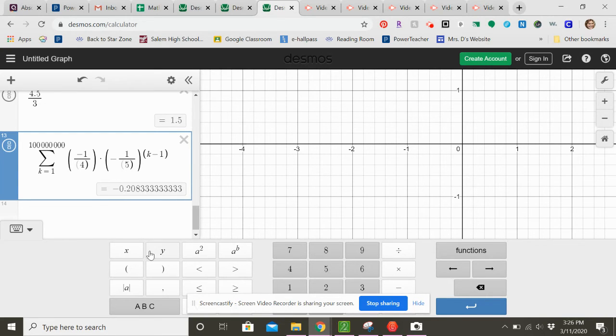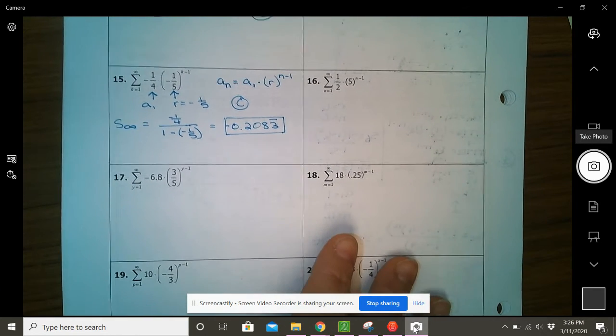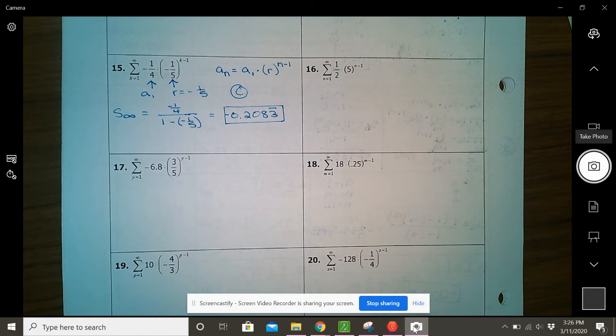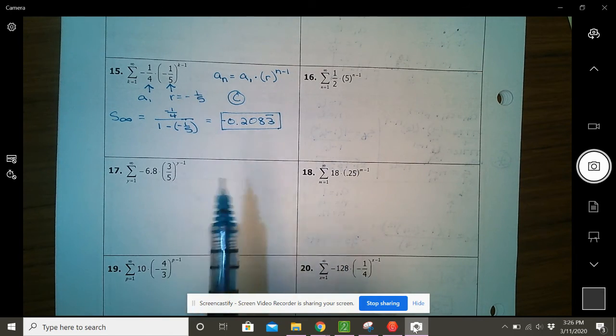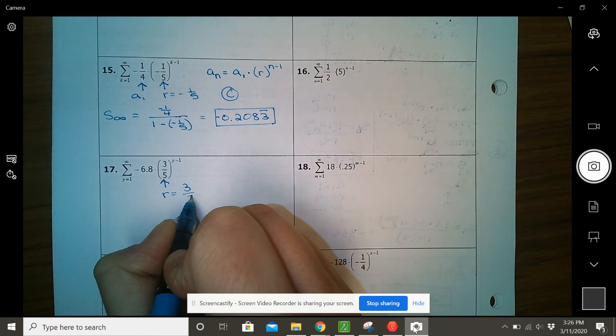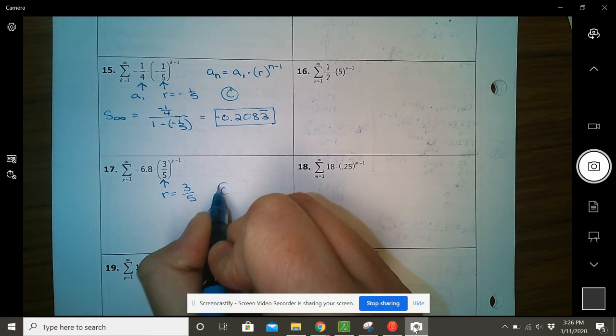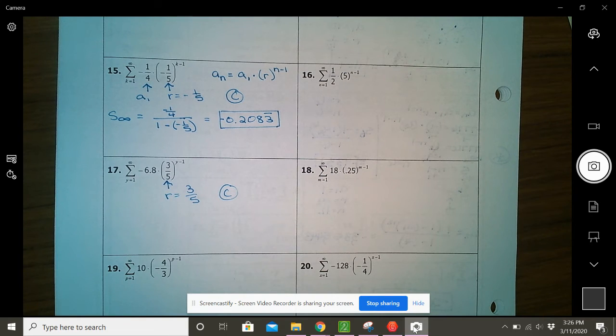All right, let's check out our next problem, number 17. Remember, the first thing we want to look for is what is the common ratio? What is that R value? And if we know our sequence formula, then it's really clear to see where the R value is. Here, the R value is 3/5, which does make this a convergent series. You have the choice right here how you want to go forward.